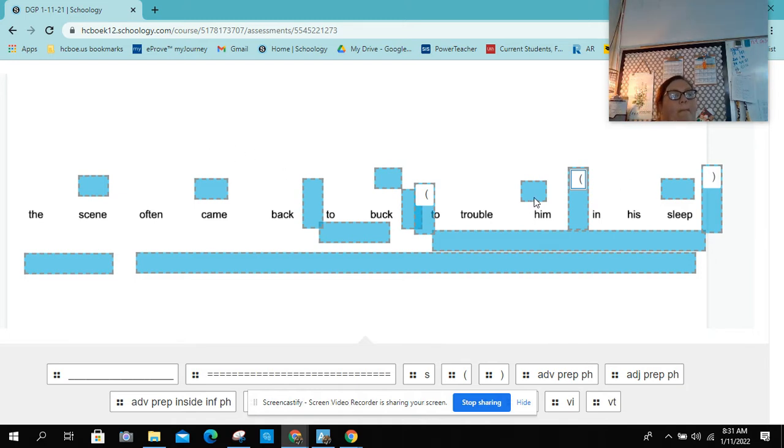All right, now, in your infinitive phrase, to trouble him, you have to identify the object of the infinitive. The object of the infinitive phrase is always going to be a noun or a pronoun. It's going to be located at the end of the infinitive phrase, just like a prepositional phrase. Okay? In his sleep, you need to identify the object of the preposition. Okay?